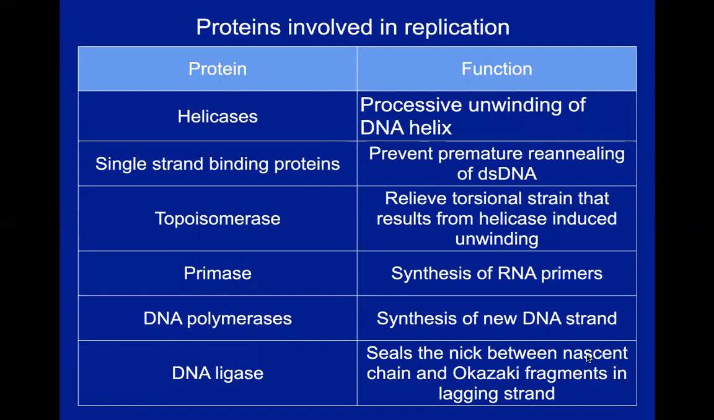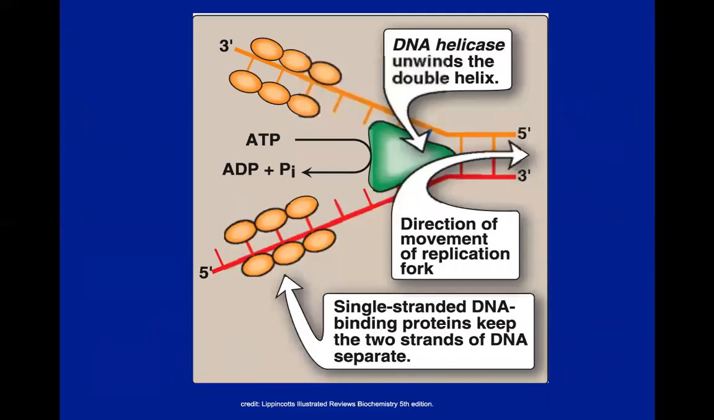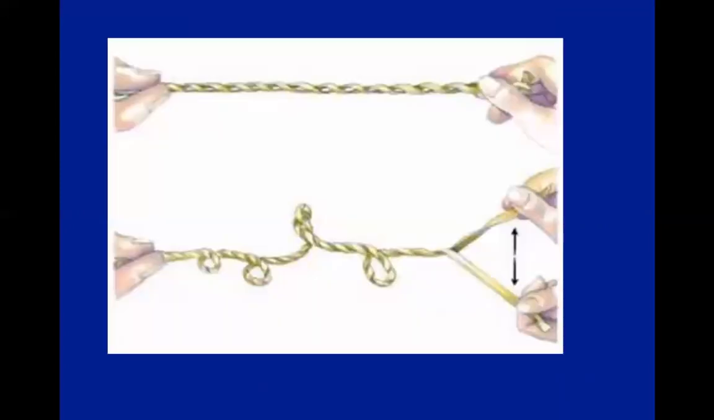So here in this picture you can see this is the replication fork. The helicase enzyme is ATP dependent. The DNA helicase is like a zip. So you are opening the zip here. It unwinds by opening the zip, the helicase enzyme. This is the direction of movement of the replication fork. And these are the single strand binding proteins.